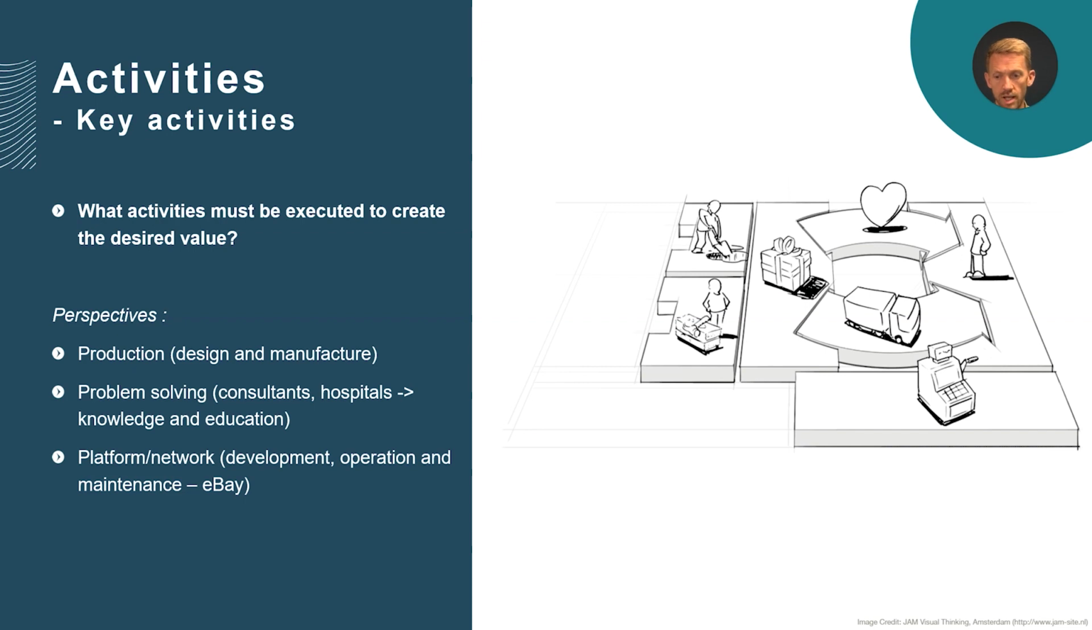And then the last perspective here about key activities is about platform or network development. An example here could be eBay. The core of their business is their platform, so they will need to develop, operate, and maintain this platform. If the platform crashes, then they have no service at all. So that's a key activity for eBay, to develop the platform or the network that they are driving in their business.